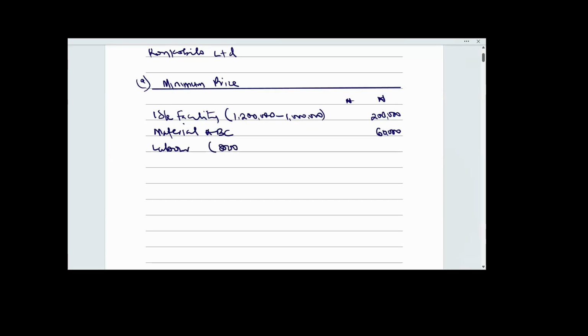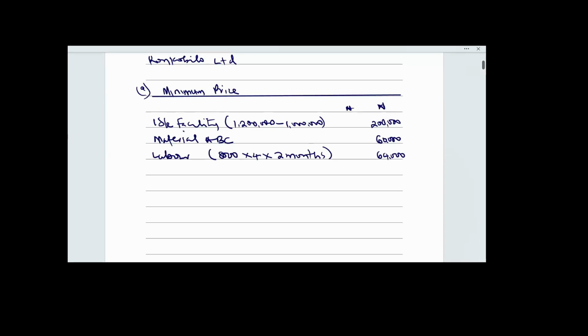8,000 naira. Please, you have to be very careful when you want to answer this. The examiner has told us that there are 4 casual workers on a monthly remuneration of 8,000 naira. So 8,000 naira multiplied by 4 workers, multiplied by 2 months, because the period of this contract is 2 months. So 32,000 multiplied by 2 is 64,000. I believe that is clear. Move on to the next one.